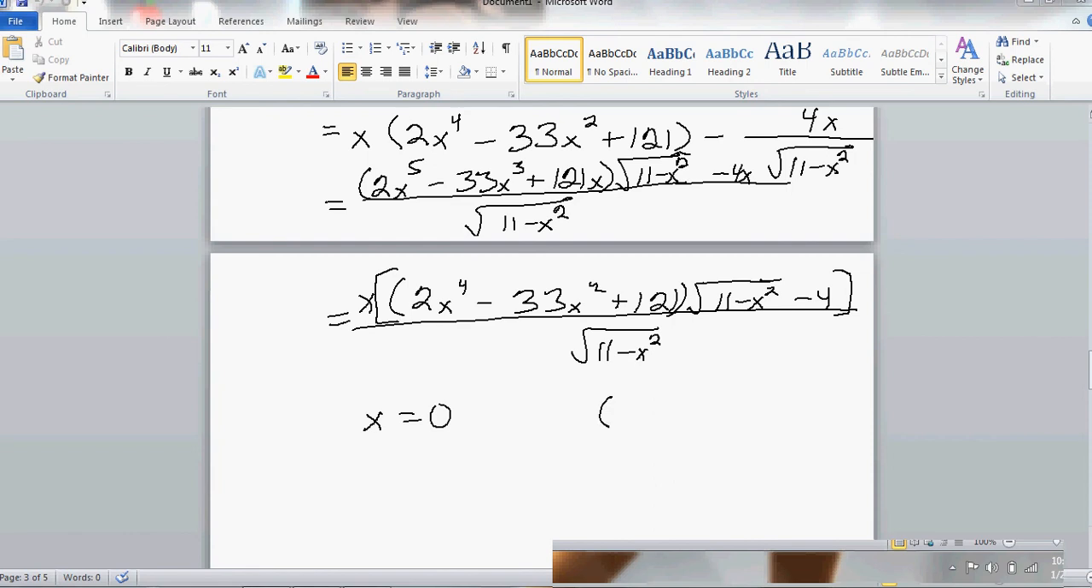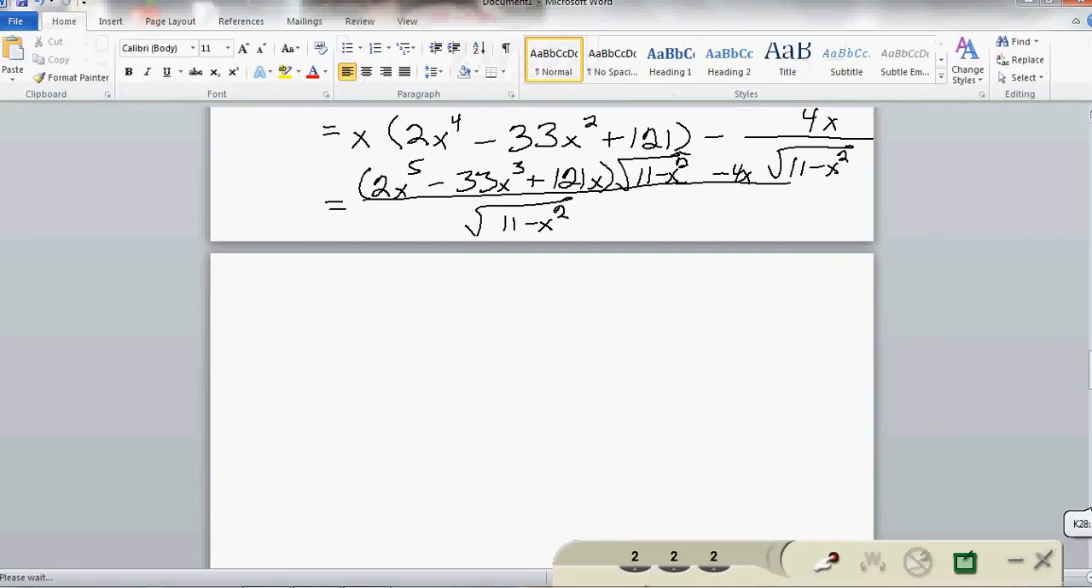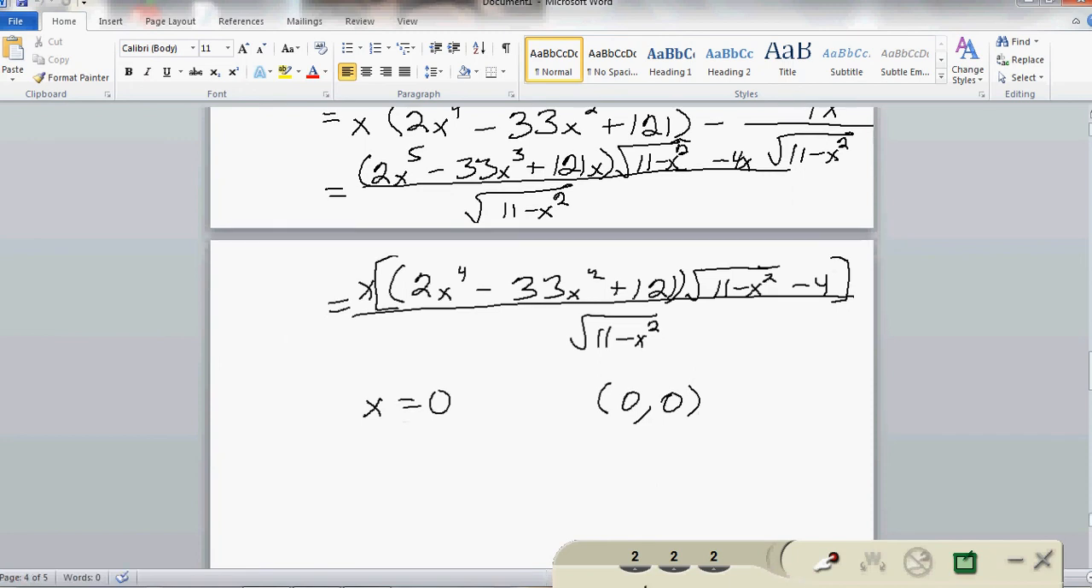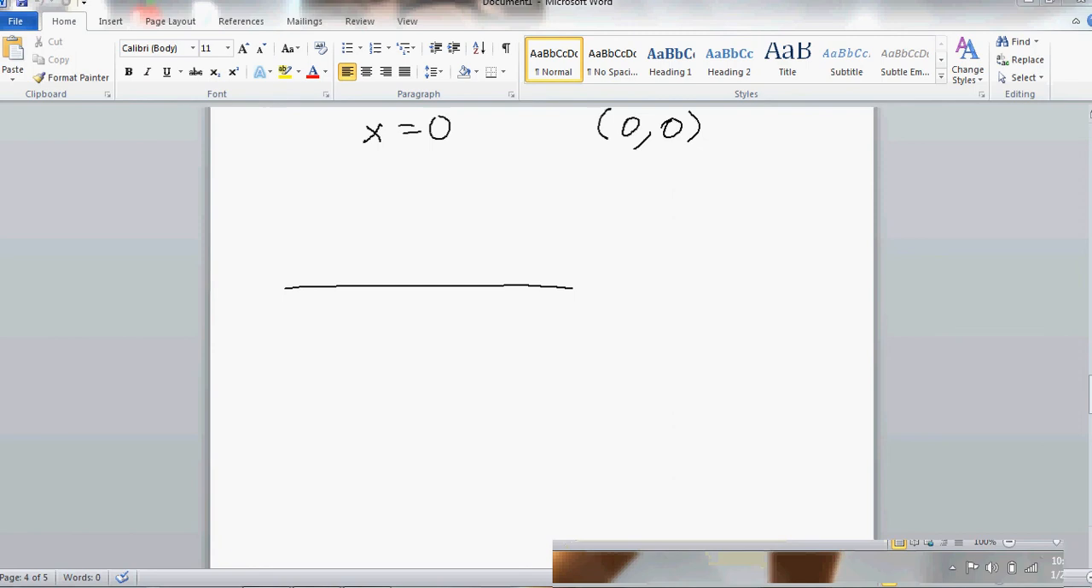But realize that once we find this, and this is our inflection point, we have to plug this back into the original. So we plug this in, we get 0 times the square root of 11, which is 0. So our inflection point is at 0, 0. So finally, we are ready to graph this mess. We know 0, 0 is our inflection point.